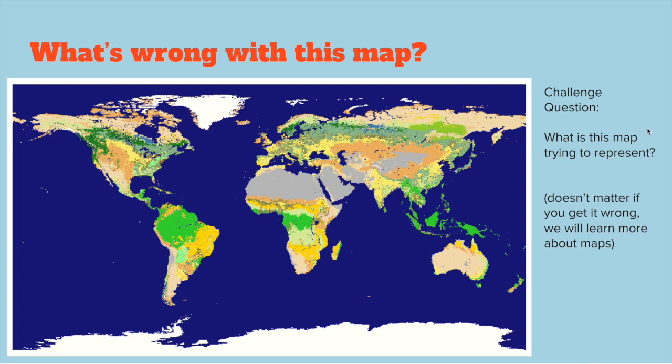On the right, you can see a challenge question. You might not be able to answer it, but what is this map trying to represent? If you finish the course, you might be able to guess what it's trying to represent. These colors, you might not know what they mean, but you can look at patterns and compare them to real world locations to find out. So don't worry if you get it wrong, it doesn't really matter, but I guess it's a fun challenge question.